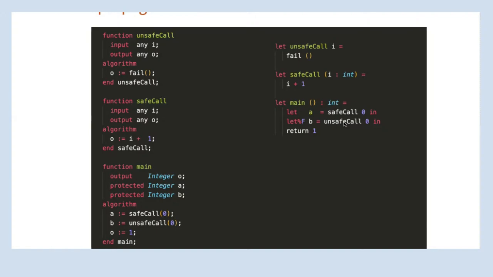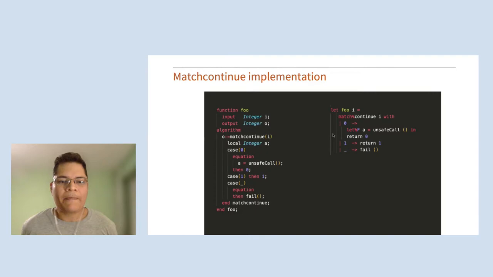And what you see here is one of the extensions that we implemented, which is a monadic binding. This function unsafe call could return either a success or a failure. If the function returns a success, then the value is bound to B, and we return the number one. So this was quite nice because if you take a look at this code, we can clearly see all the places where the error handling is not hidden in the code. On this side of the code, you don't see at all that this function can fail. But here it is very obvious because it has a percentage F.